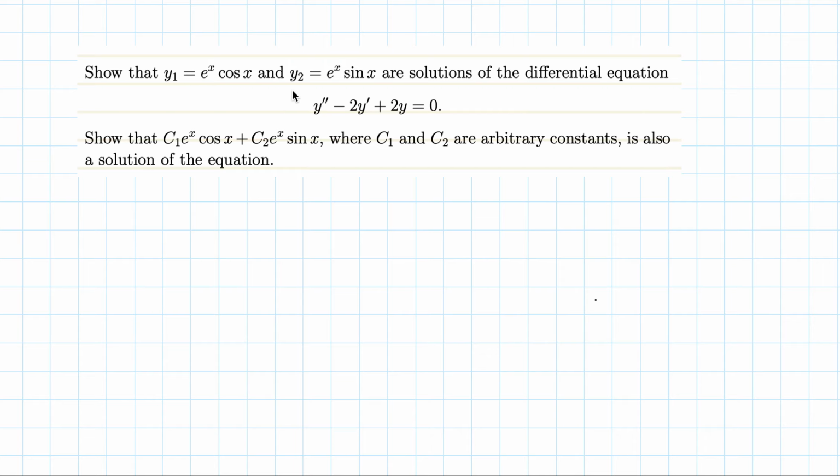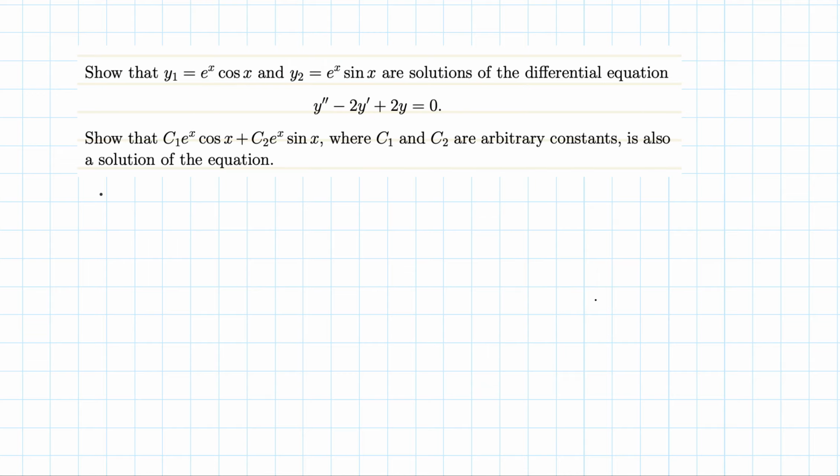y1 = e^x cos x and y2 = e^x sin x are solutions of the differential equation y'' - 2y' + 2y = 0. Showing this is a solution means simply plugging this function in for y and getting 0. So we need to plug in y' and y''. Here is y, which means we need to find y', the first derivative, and y'', the second derivative.